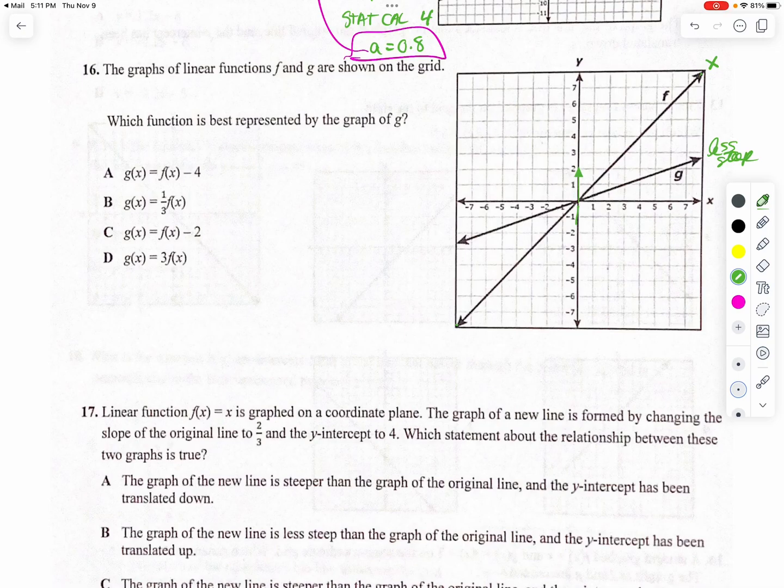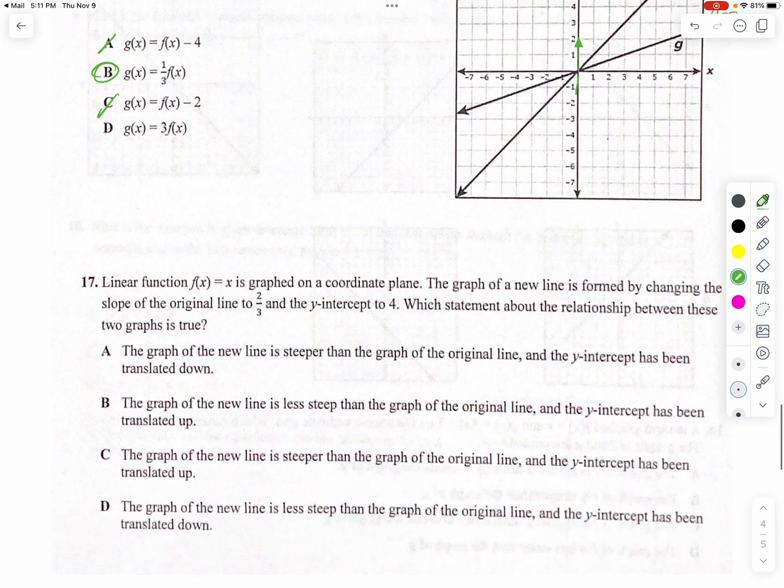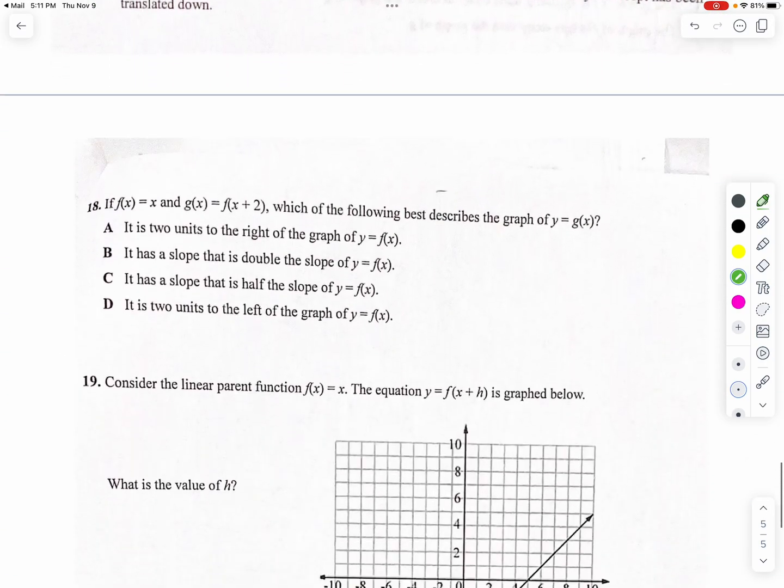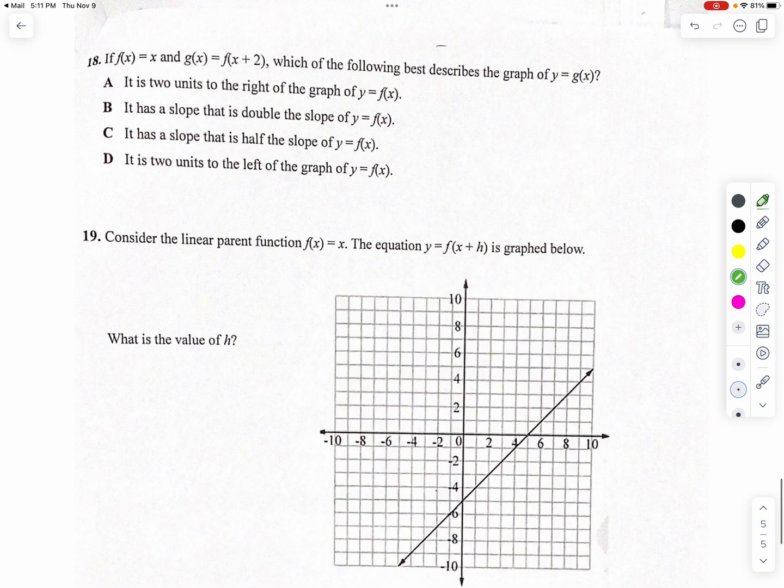The fact that we know it hasn't shifted up or down means we can eliminate A and C. Less steep means less than 1. So that means it's not greater than 1, so D's out of the running. And the answer has to be B. All right. We already did 17.